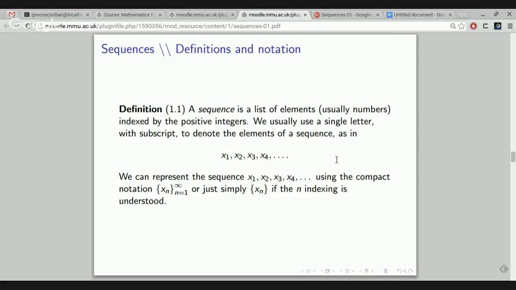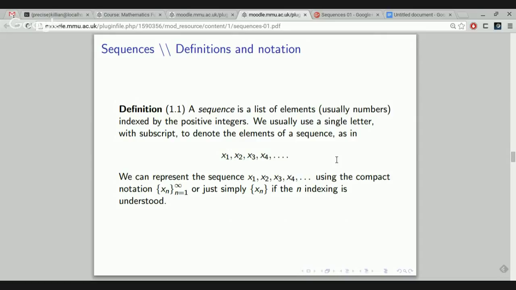So a sequence is a list of elements. Now, they're usually going to be numbers. We're usually going to be talking about sequences of numbers. But there are many other sequences of interest. We can talk about sequences of functions, sequences of groups. Basically, any type of mathematical object, you can make a sequence out of it, a sequence of instances of that object. But we'll pretty much deal with sequences of numbers in this course, or in this term for the moment.